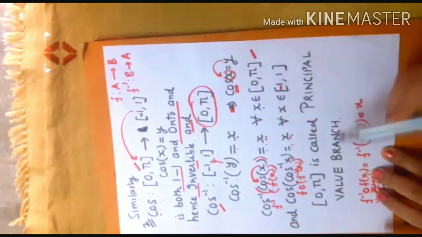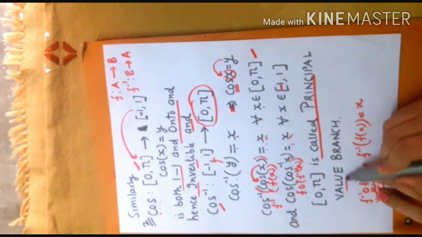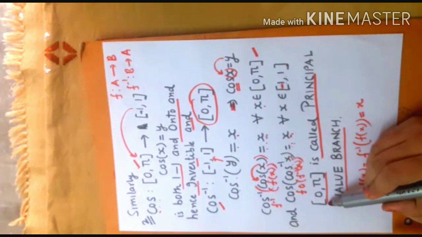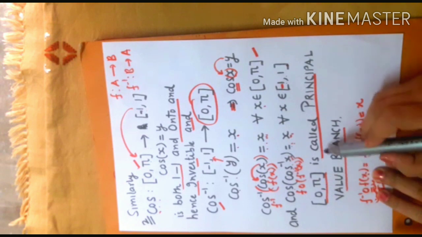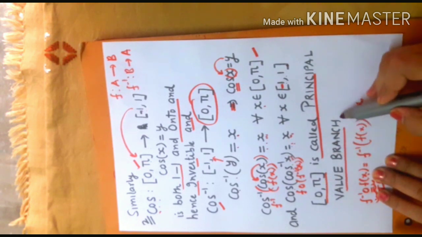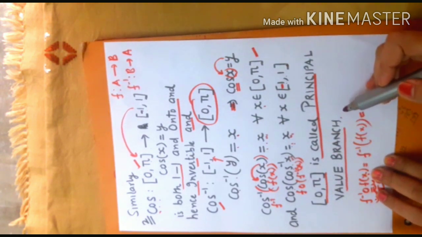And here this interval is called the principal value branch. That is, the closed interval 0 to pi is the principal value branch of cos inverse function.